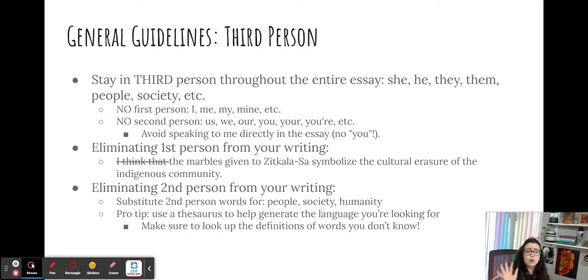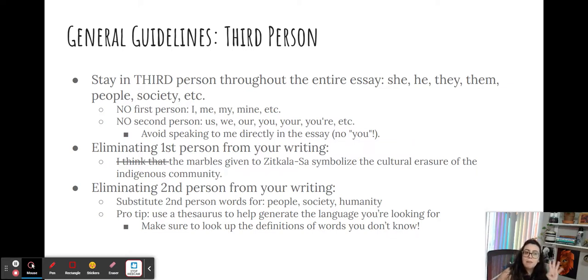So you're also going to want to stay in the third person. So it's a little bit more formal, right? So stay in the third person throughout the entire essay, as in she, he, they, them, people, society, etc. Right? You might even say, instead of I think this, you might say some might think, or one might, blah blah blah. Right? So no first person at all.